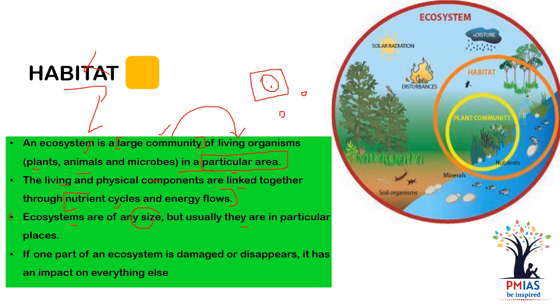See, this full stop can also be considered an ecosystem. But the last point is a very important point. In case one part of an ecosystem is damaged or disappears, here the keyword is damaged or disappears. With the help of the keyword you can frame your own sentences. In case one part of the ecosystem is damaged, it will have an impact on everything else.